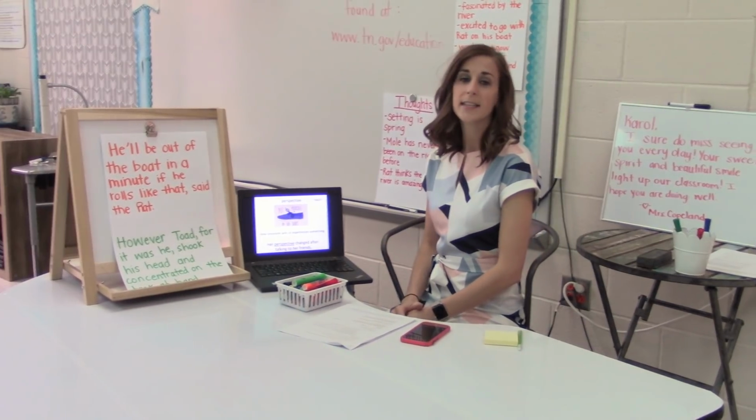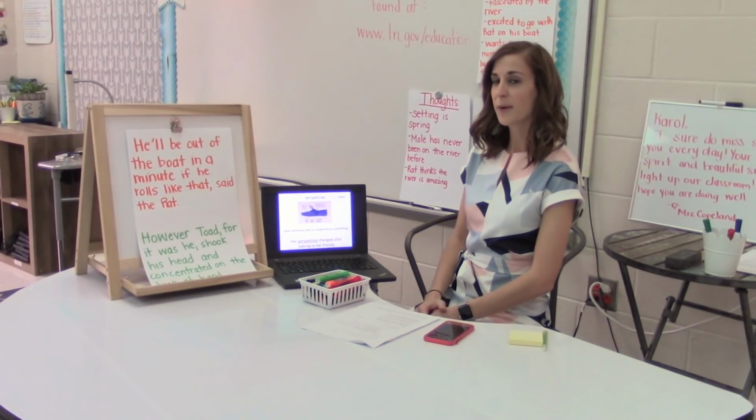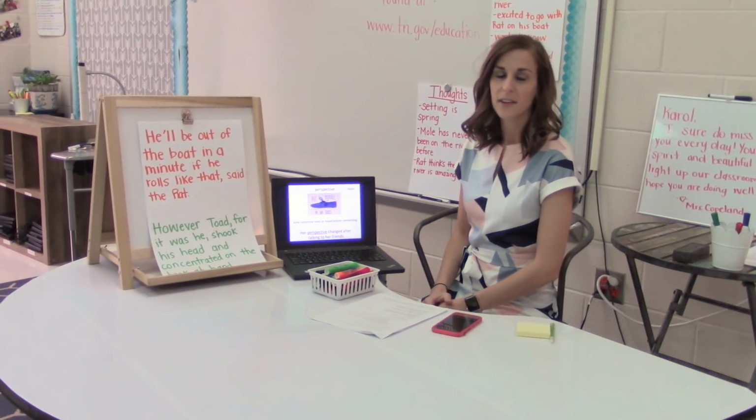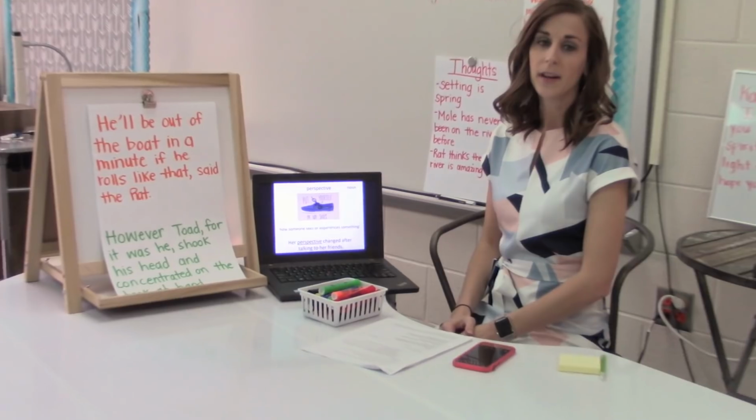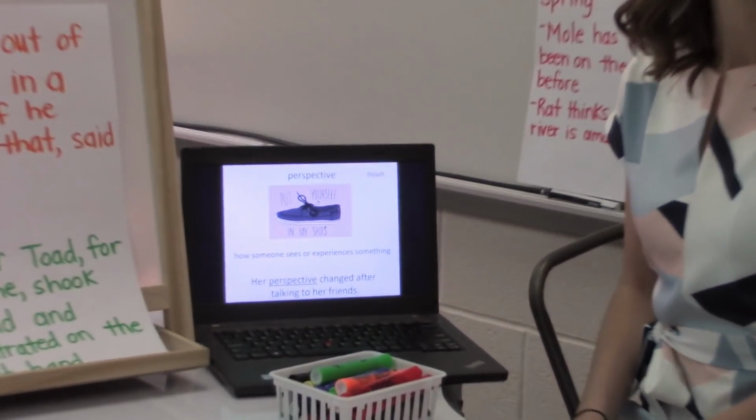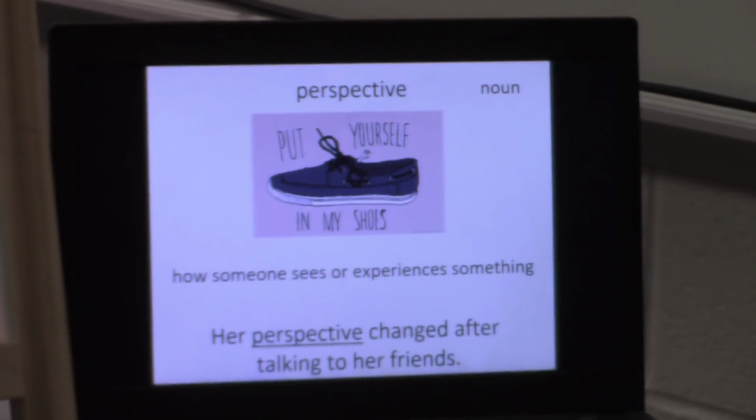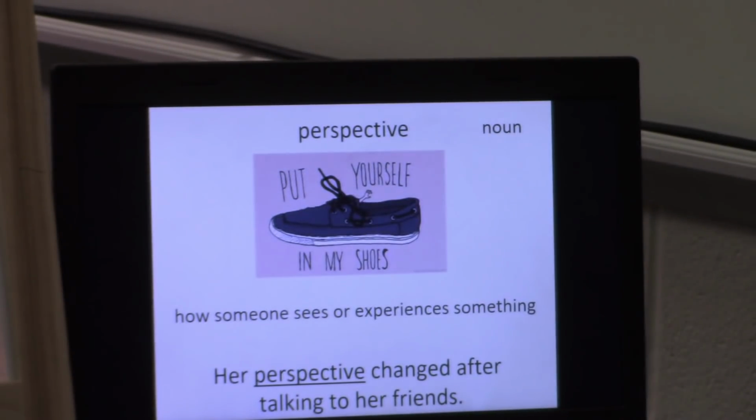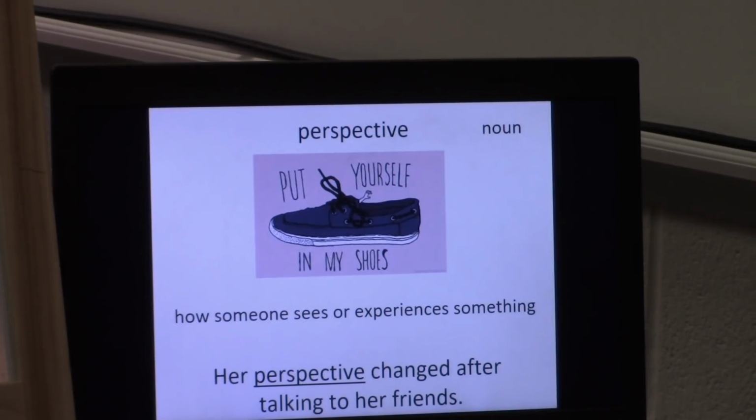The first word is perspective. What's the word? Perspective. Perspective is a noun. Perspective is how someone sees or experiences something. Here is an example of how to use the word. Her perspective changed after talking to her friends.